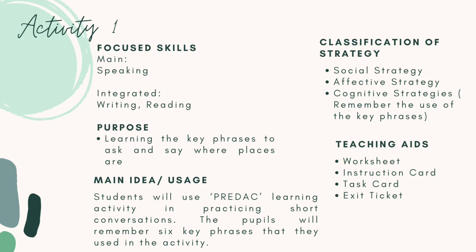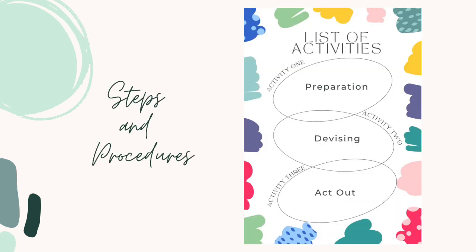The pupils will remember 6 key phrases that they use in the activity. There are 3 learning to learn strategies used for this activity: social strategy, affective strategy, and cognitive strategy, where they will remember the use of the key phrases. Teaching aids prepared are the worksheets, instruction card, task card, a map, and exit tickets. Here are the stages in this activity. Start with preparation, then devising, and lastly, act out.